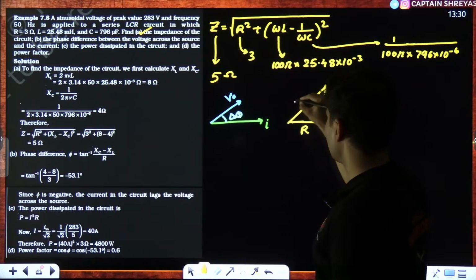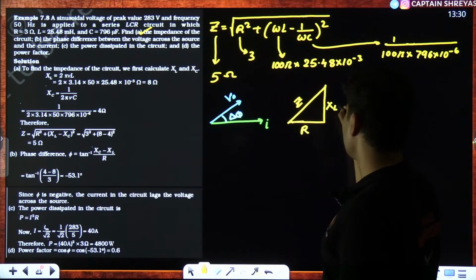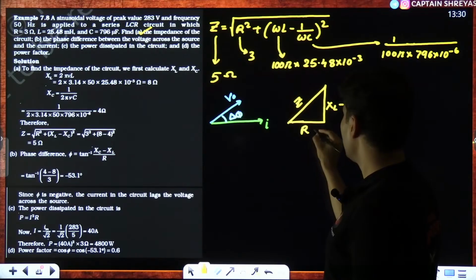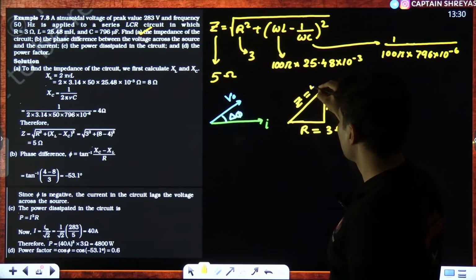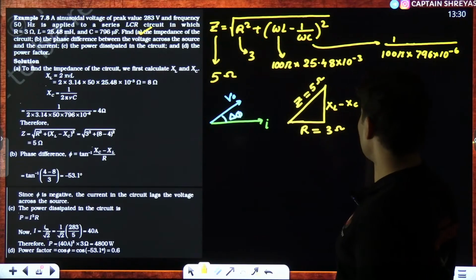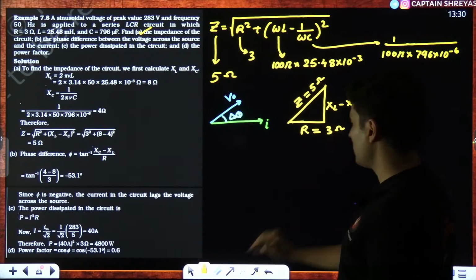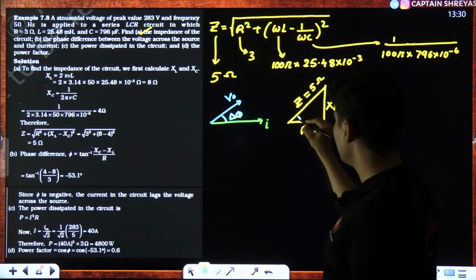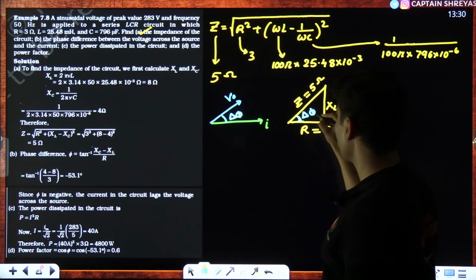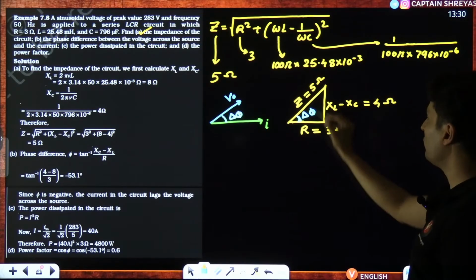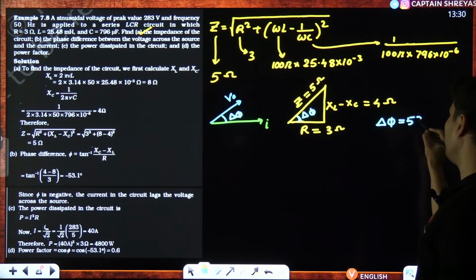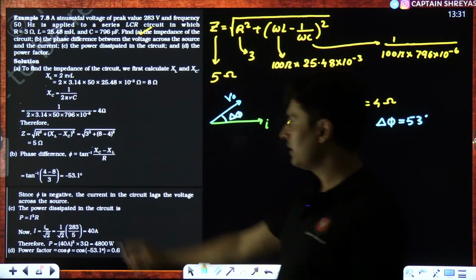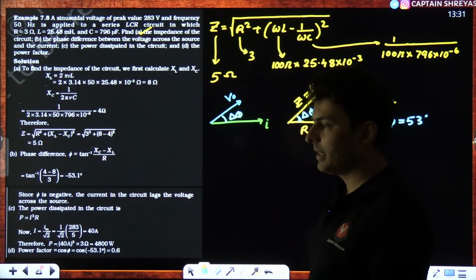This is resistance, this is Z, this is XL minus XC. Resistance was how much? 3 ohms. Impedance was how much? 5 ohms. So naturally this will be 4 ohms. This is a very well-known triangle, 3, 4, 5. So this phase difference will be 53 degrees. Directly you can get it. Yes, 53 degrees. Can you see that?